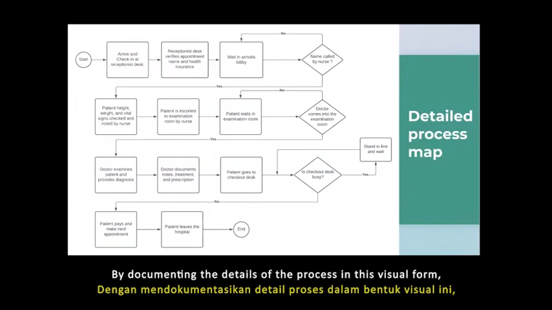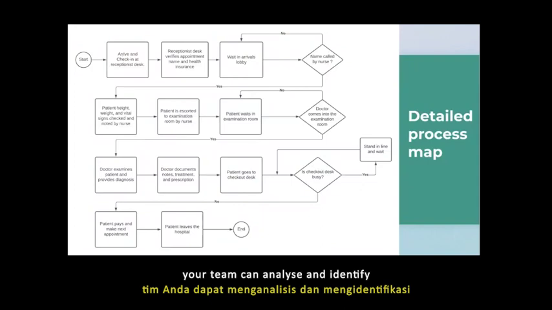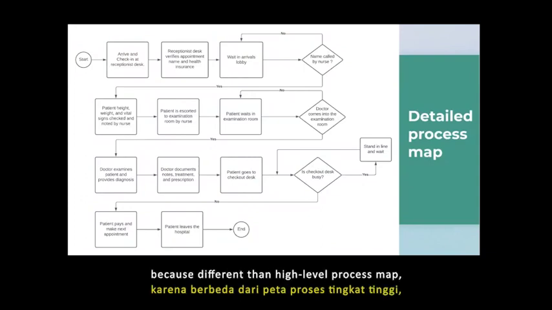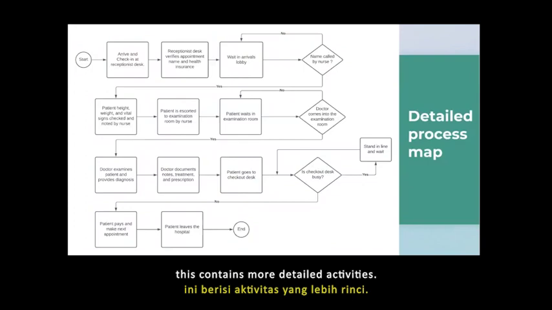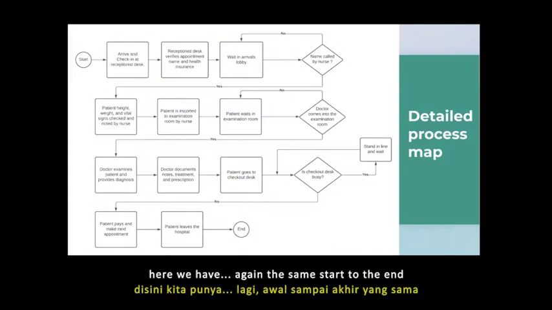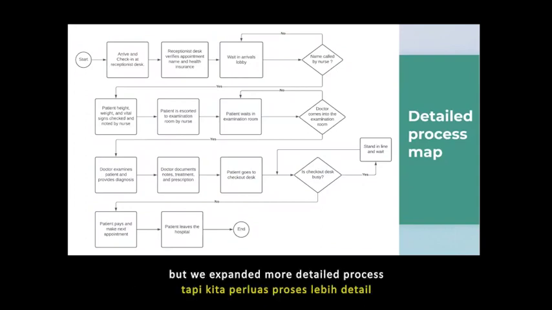By documenting the details of the process in this visual form, your team in this case can analyze and identify opportunities for improvement. Because different than the high-level process map, this contains more detailed activities. For example, here we have again the same start to the end, but we expand it to a more detailed process.